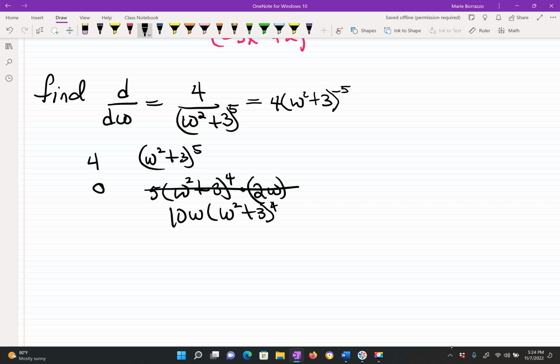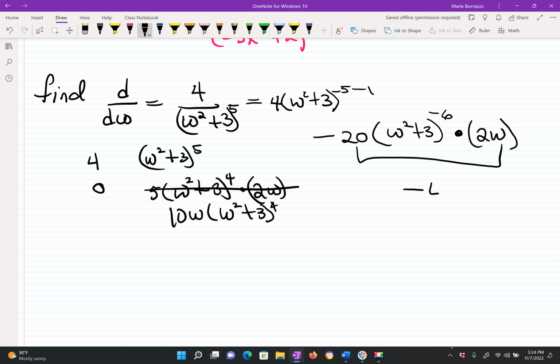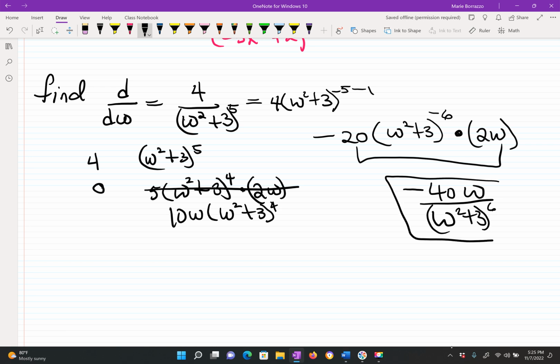Whereas this, you would get negative 20, right? And then you have w squared plus 3. We're going to take away 1, so this becomes negative 6 times, and over here this becomes 2w. Look how much easier this looks. If I multiply these two, I have negative 40w over (w squared plus 3) to the 6th power, and I believe that is your answer. Much easier than going this route.